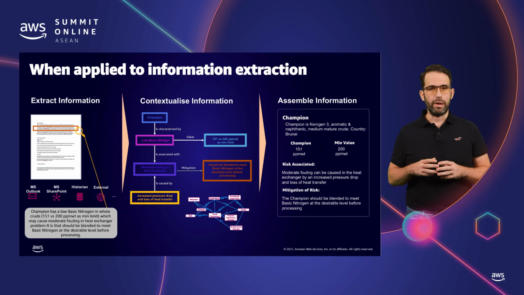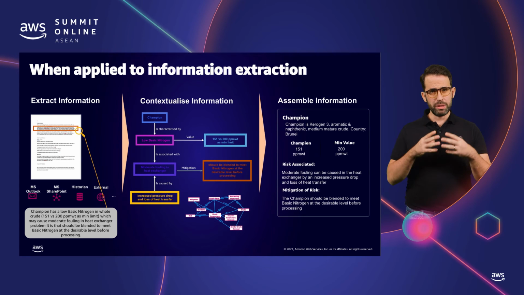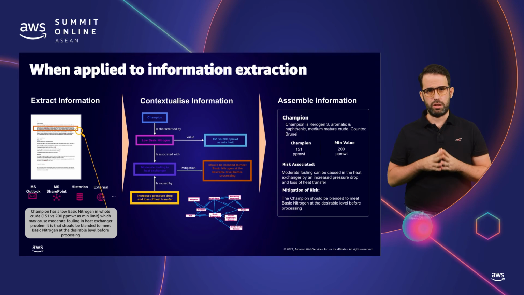Here is an example of how the information will be treated. As you can see in this example, an unstructured file arrives to our system. It could be coming from all the different sources we are accepting. We are treating here a specific piece of information regarding a type of crude, here Champion, which has a low basic nitrogen and other information.